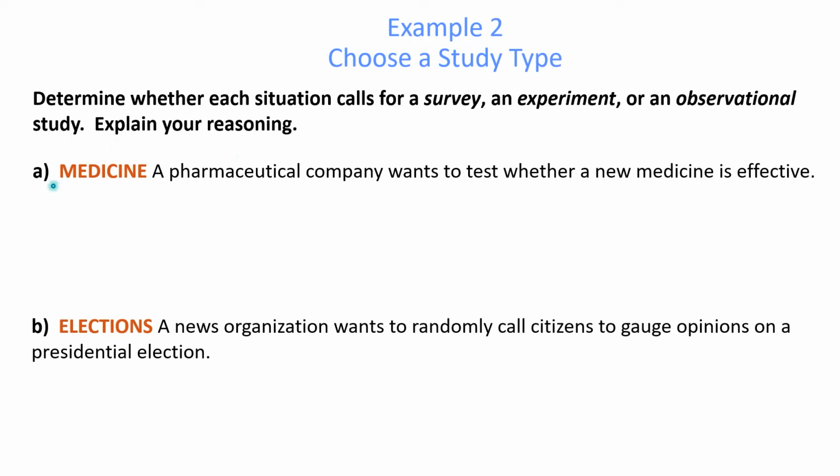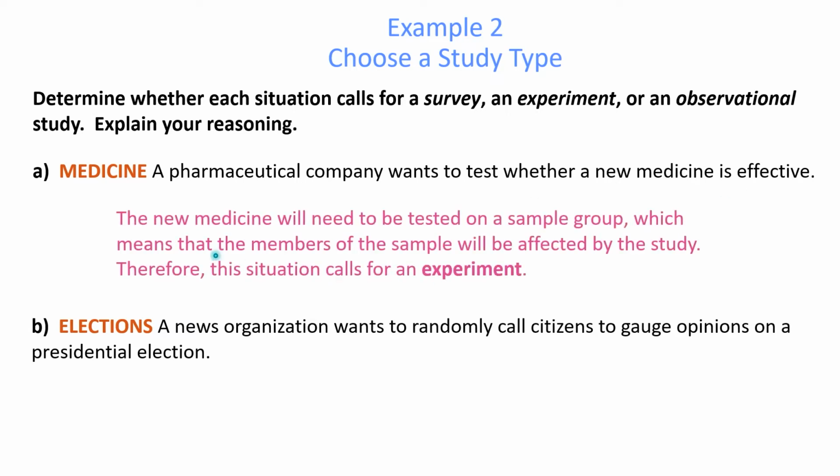Now, for example 2a, which is in the field of medicine, a pharmaceutical company wants to test whether a new medicine is effective. Now, the new medicine will need to be tested on a sample group, which means that the members of the sample will be affected by the study. Therefore, this situation calls for an experiment.